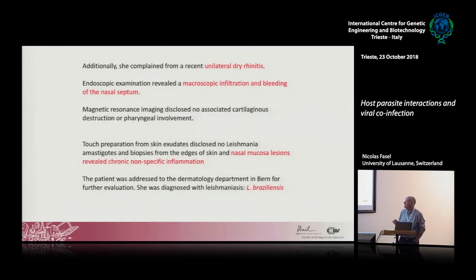Then she started to complain of a dry rhinitis, and they observed inflammation of the nasal septum, which is typically a pathology that you can observe in mucocutaneous leishmaniasis. At this time they didn't see any cartilaginous degradation or pharyngeal involvement, but you can see that she had a strong non-specific inflammation in the nasal mucosa. They decided to look for Leishmania, and this was done in Bern. She was diagnosed with leishmaniasis, Leishmania brasiliensis.